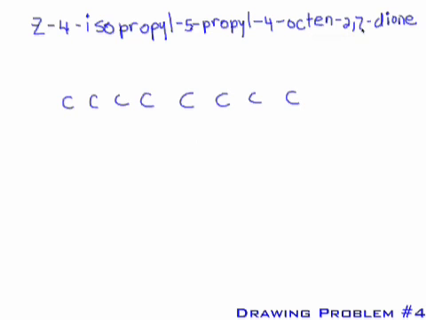We have diones at 2 and 7. So 1, 2, there's an O. 3, 4, 5, 6, 7, and there's an O. And then it says there's an ene at 4: 1, 2, 3, 4. So here's my double bond. Okay. Now we have a 5-propyl. And don't worry about where you put it for now. Just put it anywhere. So here's a propyl.